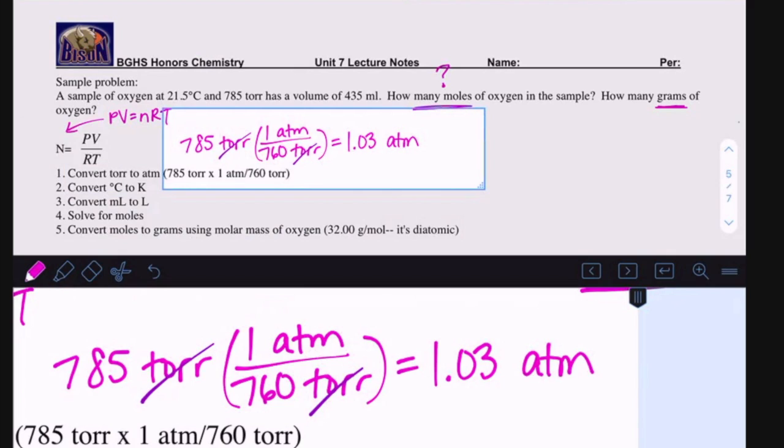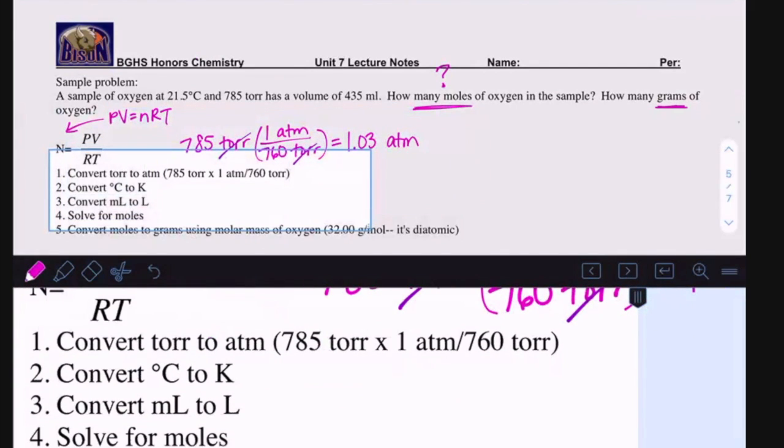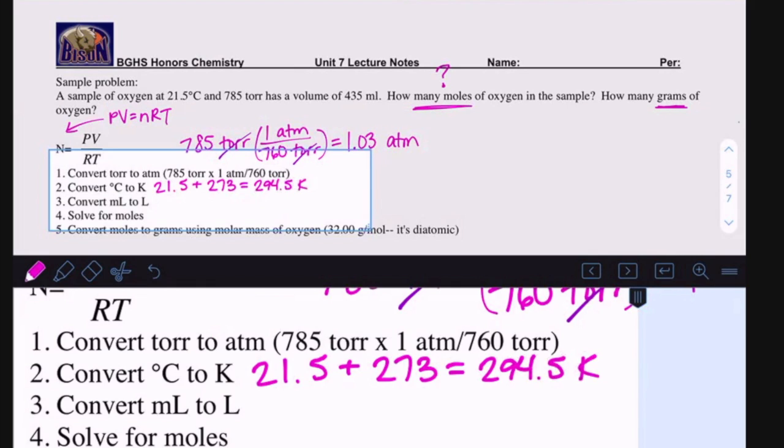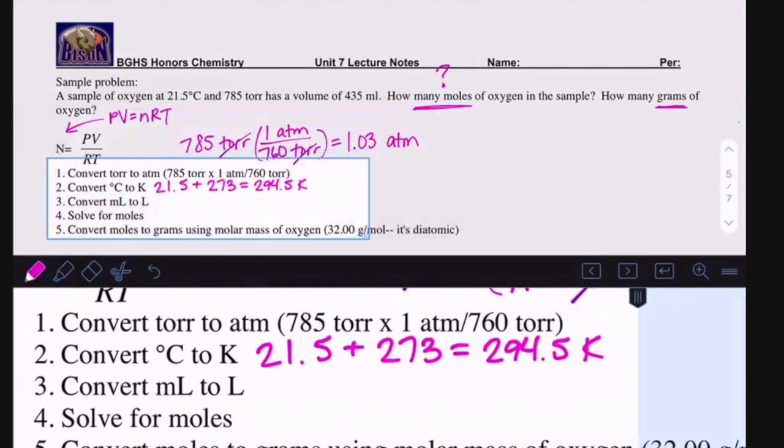Now I want to convert my Celsius into Kelvin, right? Because Celsius is not what we want to be working with right now. We want to be in Kelvin. So I have my 21.5, and then I want to add 273. If I do that, I get 294.5 Kelvin. All right, so I'm looking good so far. I have atmospheres and Kelvin. I need to keep going.